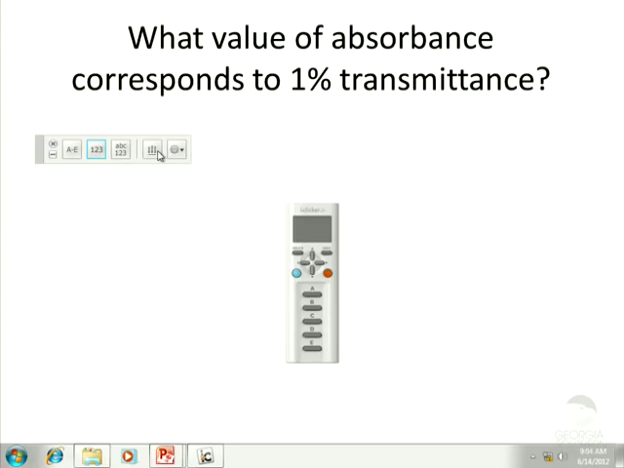So let's see what we got. Well, 1% transmittance corresponds to what value of T? 0.01, yeah. Take the log of that. What's the log of 0.01? Negative 2. But then you multiply that by a negative sign. Then it's 2.